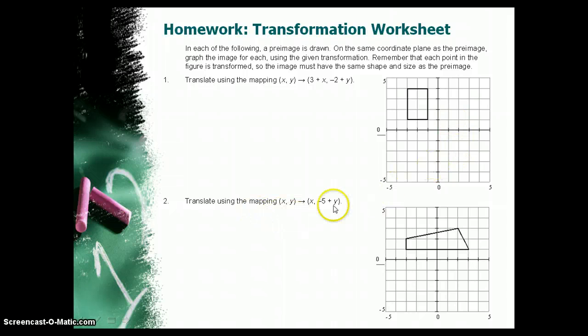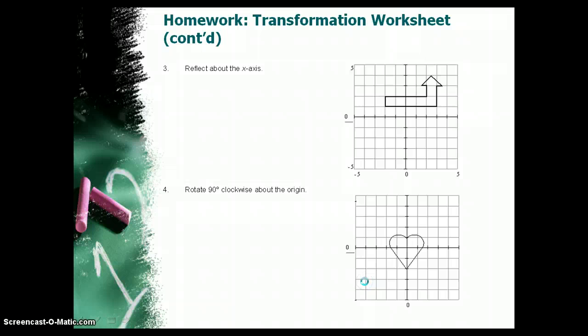Now in question number 2, there is no number associated with the x-coordinate. So that number then is 0. So we are not doing any kind of a horizontal shift. We are only going to shift on the y-axis. And again, notice we're going to shift -5, so we're going to go down.